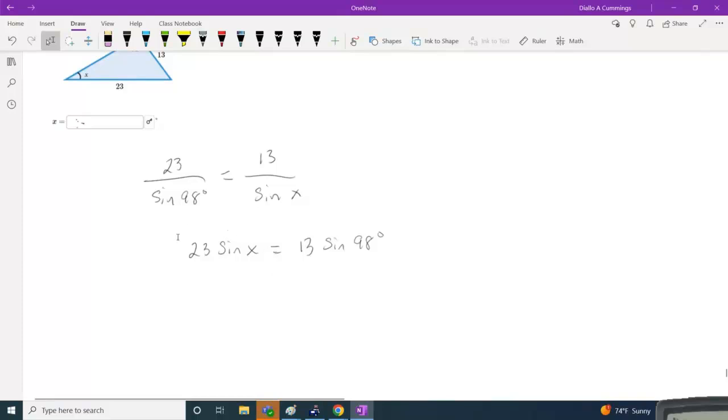The opposite of multiplying sine x by 23 is to divide both sides by 23. So if I divide my left-hand side by 23, I'm left with the sine of x. If I divide my right hand by 23, I have 13 times the sine of 98 degrees divided by 23.